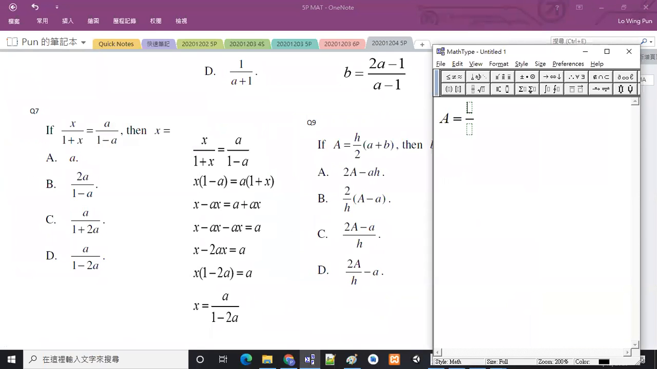So A is equal to H over 2 times A plus B. First, we have a number multiplied to a fraction. So the number will be multiplied to the top part of the fraction, like this, H times A plus B divided by 2. Okay? Yeah, and then the right hand side is just one single fraction.